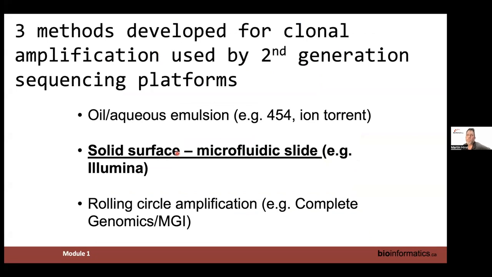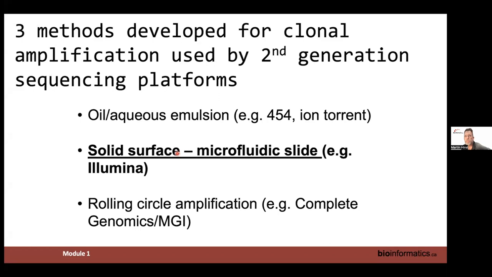So we've generated our library, and we have our barcodes, and we have our adapters on the end of it. What do we do next? Well, there are really three methodologies that have been developed for clonal amplification. So now we have to take those fragments and we need to clonally amplify them to allow us to then sequence.